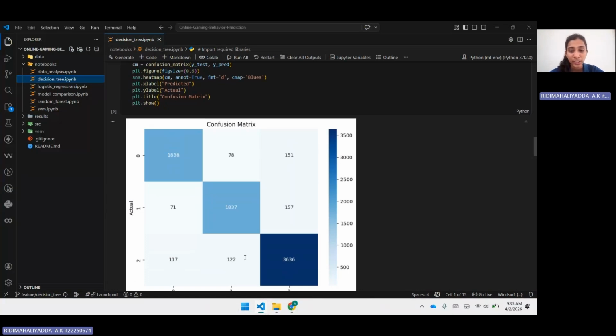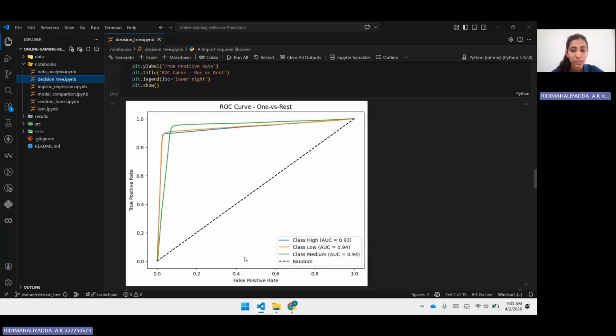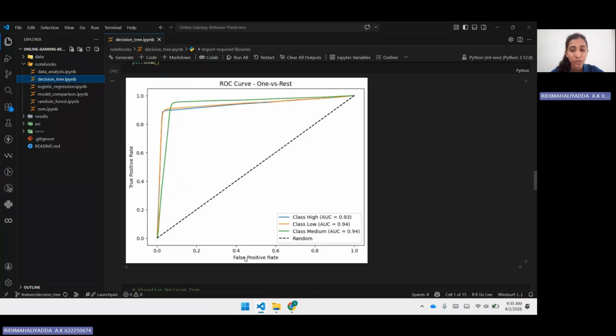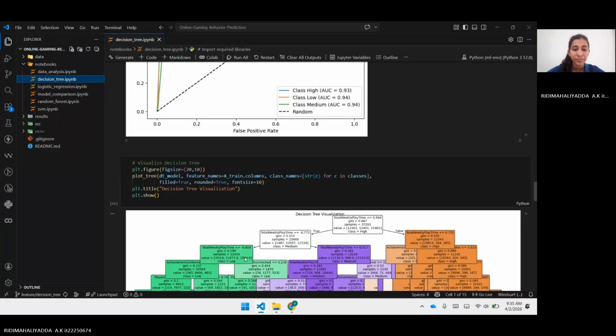classifying players accurately. I also evaluated the model using ROC-AUC with a one-versus-rest approach. This helps to understand how well the model separates each class. The ROC curves for all classes show that the model distinguishes between high, medium, and low engagement players effectively.